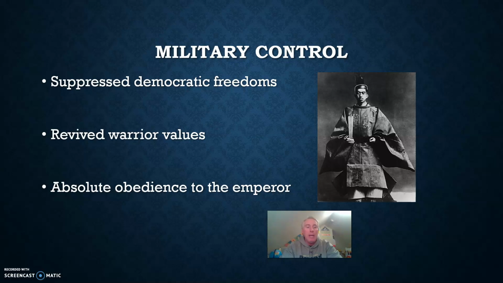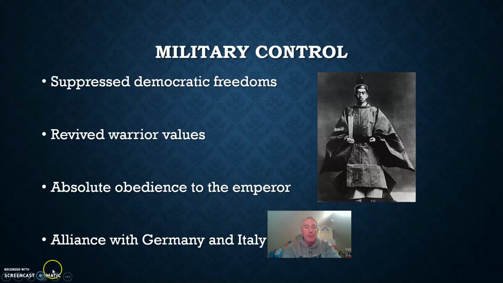Now, while Japan continued to expand in Asia, another war was breaking out in Europe. Now, seeing an opportunity, Japan decided to ally with Germany and Italy, creating the Axis powers. And this far-reaching alliance would turn World War II into a truly global war, but we'll discuss that in Chapter 28.